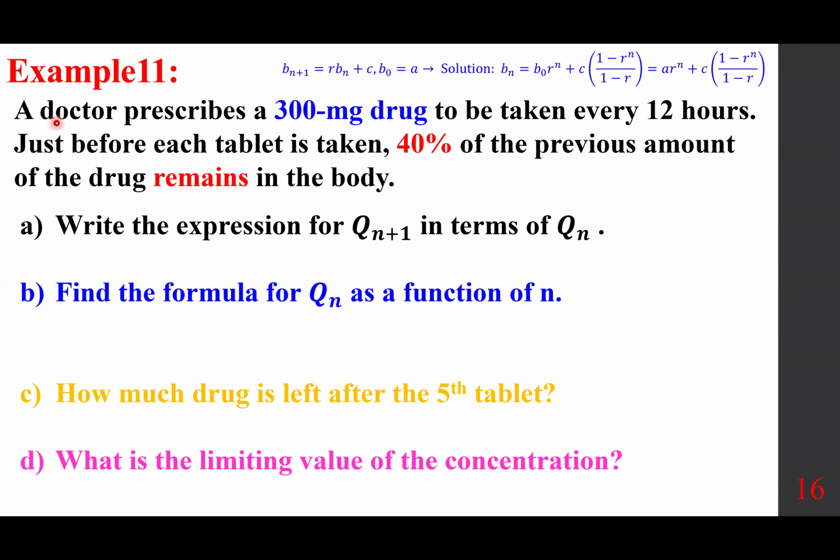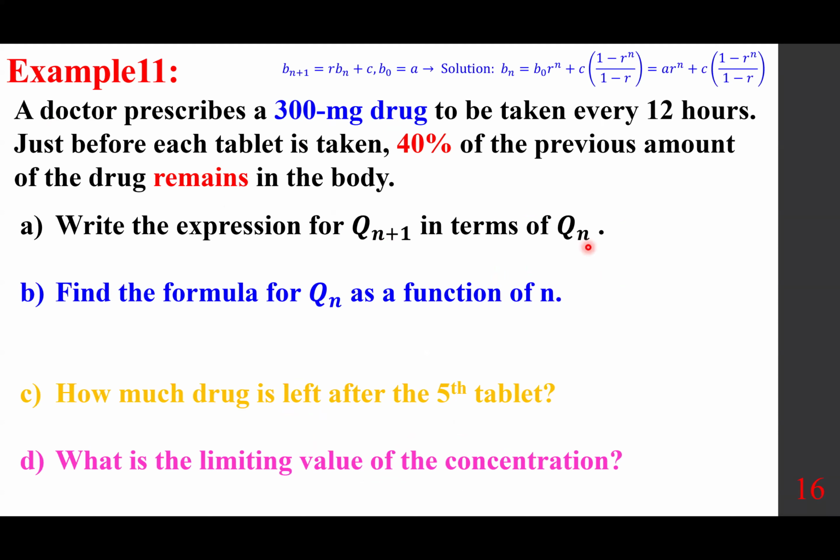A doctor prescribes a 300 milligram drug to be taken every 12 hours. Just before each tablet is taken, 40% of the previous amount of the drug remains in the body. Write the expression for Q sub n plus 1 in terms of Q sub n.